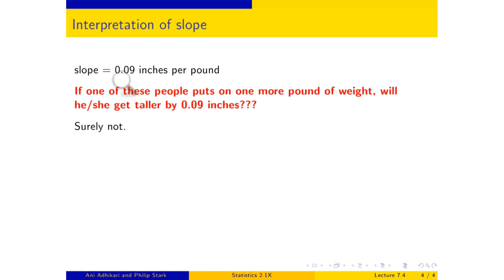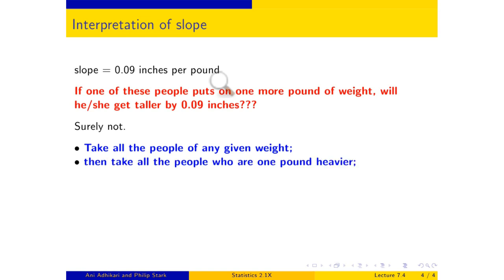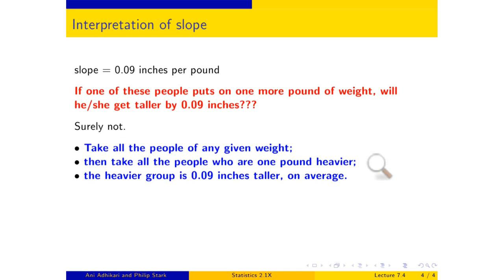And so what this slope means is if you start with people of any given weight, take everybody of any given weight, and then look at a different set, that is all the people who are 1 pound heavier than this group, then the heavier group is estimated to be 0.09 inches taller on average. So the slope is comparing two groups of people of different weights. It has nothing to do with one person getting heavier.